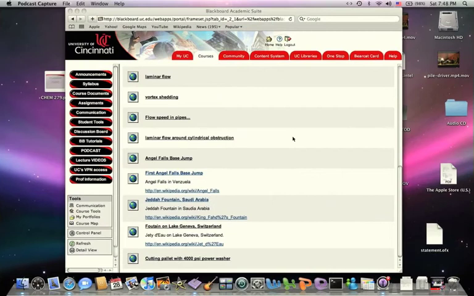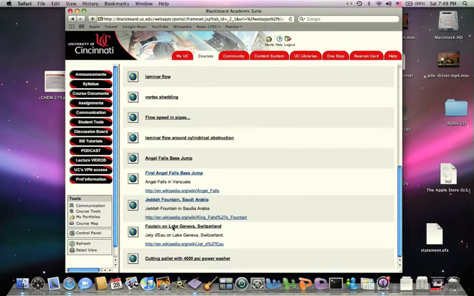So this is the third description of how you can apply Bernoulli's equation to various things. One of the things you can do, if you look on Blackboard, in course documents, you can find things like this, where hopefully it'll open up.